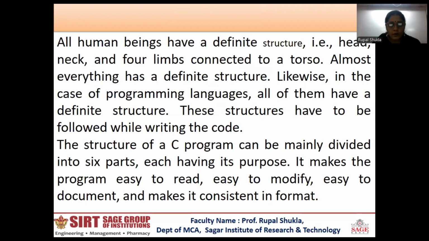All human beings have a definite structure, that is head, neck, and 4 limbs connected to a torso. Almost everything has a definite structure. Likewise, in the case of programming languages, all of them have a definite structure. These structures have to be followed while writing the code. The structure of a C program can be mainly divided into 6 parts, each having a purpose. It makes the programs easy to read, easy to modify, easy to document, and consistent in format.